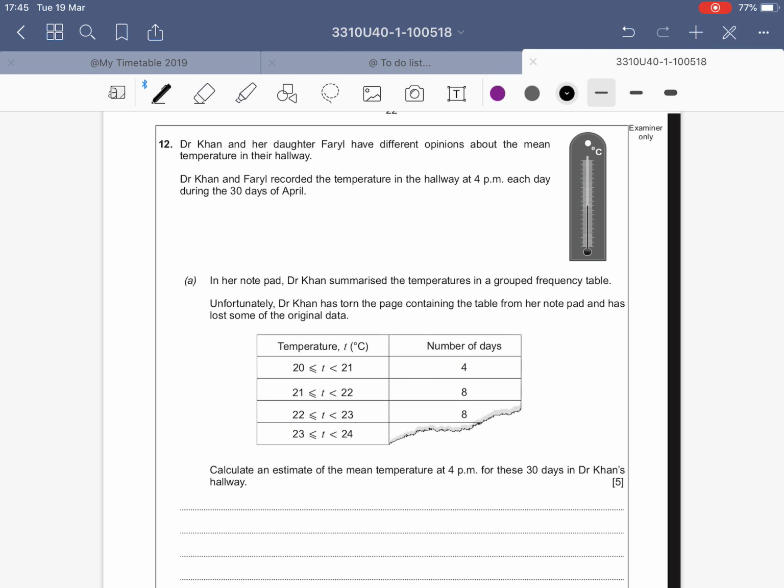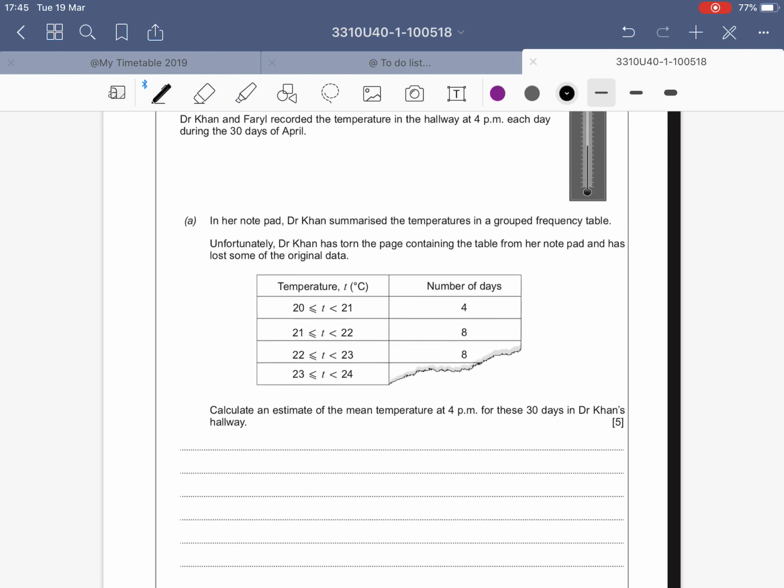Question 12. Dr. Khan and her daughter Farrell have different opinions about the mean temperature in the hallway. Dr. Khan and Farrell record the temperature in the hallway at 4 p.m. each day during the 30 days of April. In her notepad, the doctor has this summary of the grouped frequency table. Calculate an estimate for the mean. Unfortunately, Dr. Khan has torn the page containing the table with her notepad and has lost some of the original data.